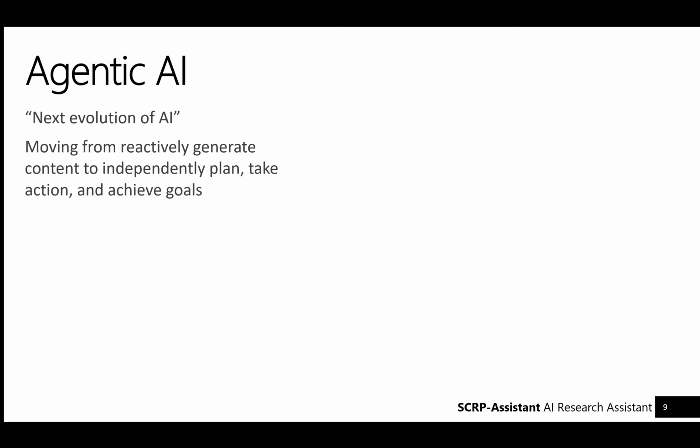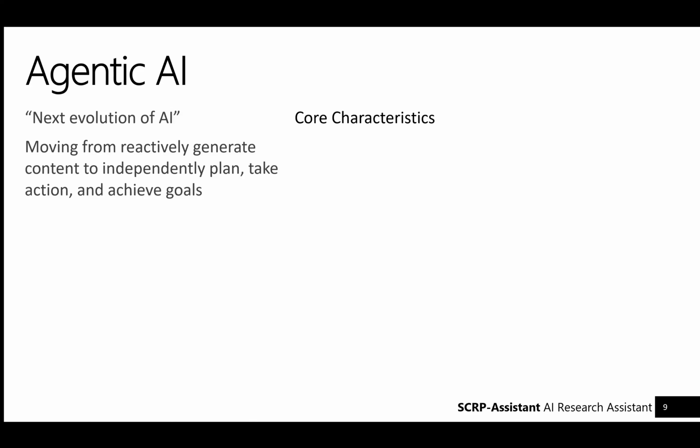Right. So agentic AI is the idea that we're going to move away from reactive generated content. In ChatGPT, it's reactive because you ask it a question, it answers you. That's basically how it works. If you don't ask it, it doesn't do anything, right? And we want to move to AI agents that can independently plan and do things, right?